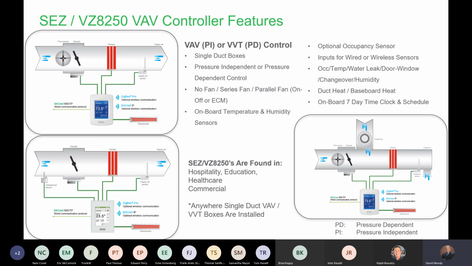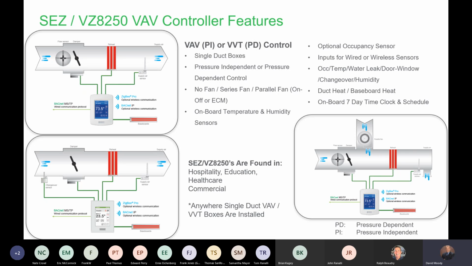So this slide here just talks about some of the applications, and they pretty much look the same, but if you peel the onion back a little bit on the left-hand side, you'll see that the top one is a pressure-independent application, and the one on the bottom is a pressure-dependent application. So in general, the room controller, when it comes out of the box, can be configured for a pressure-independent or a pressure-dependent type control.